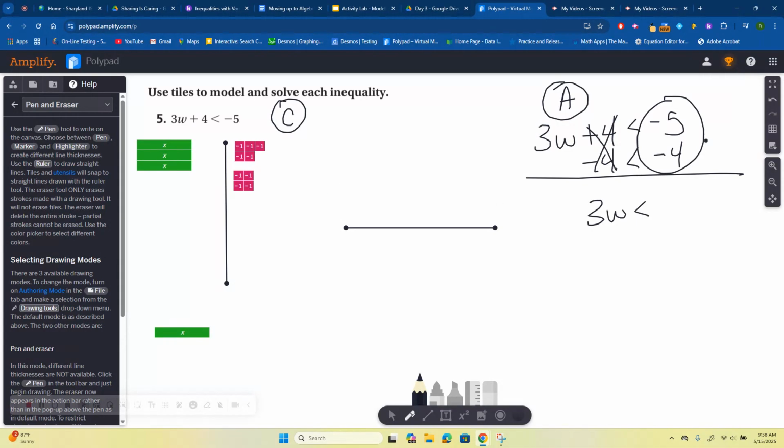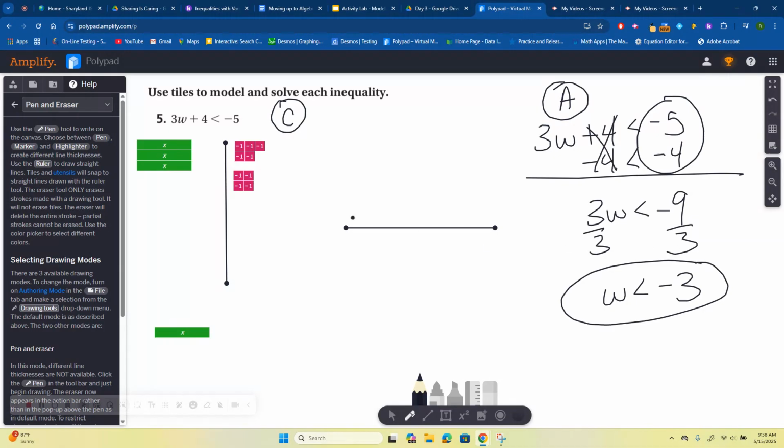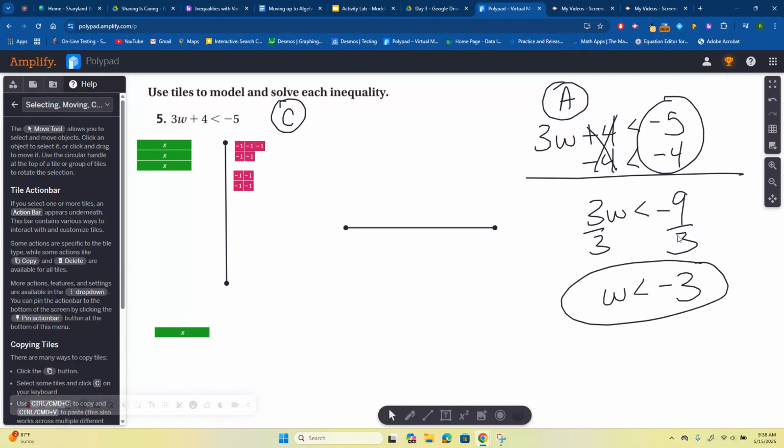I have negative 9 here. That has to be negative 9. At some point in time, that brain will catch up. Then divide by 3, w is less than negative 3, right? Again, negative 3, issues with the rules and all that stuff.